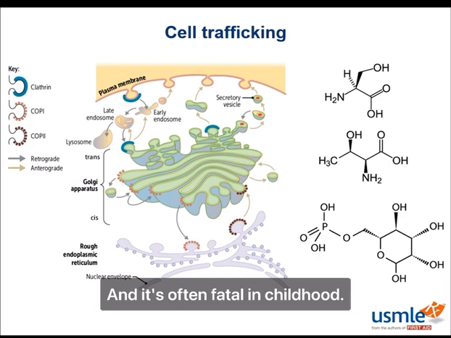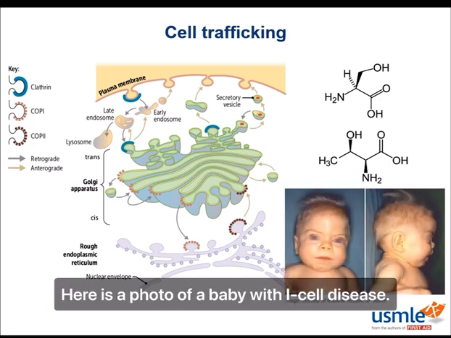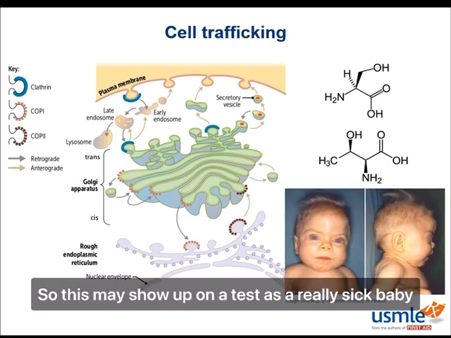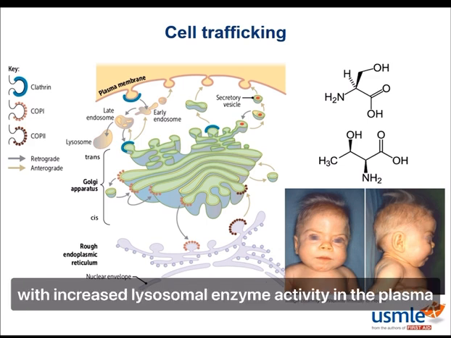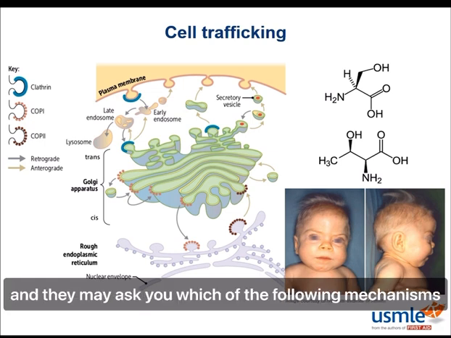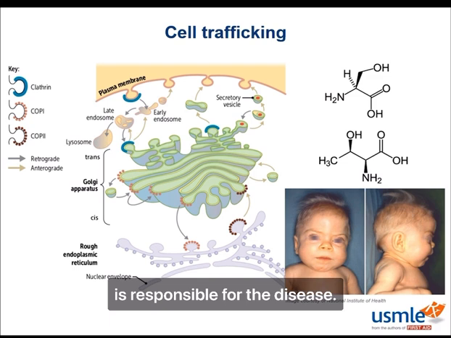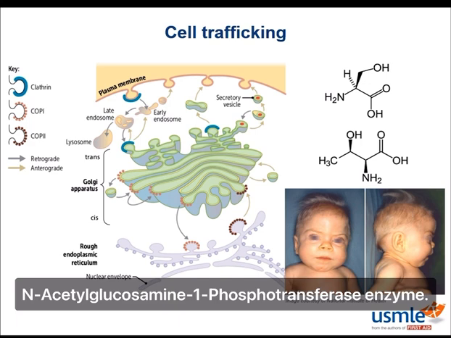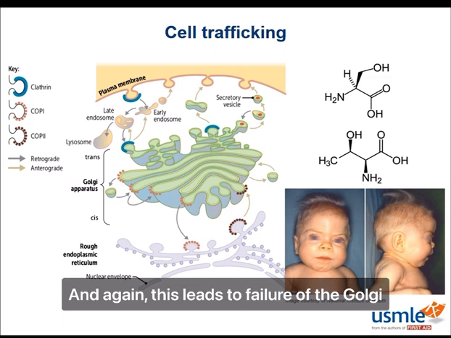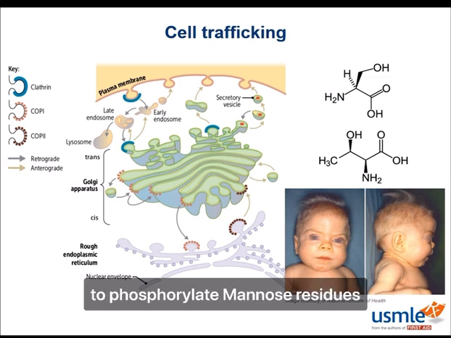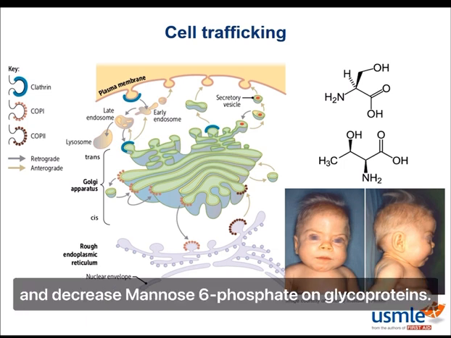So patients with I-cell disease will have coarse facial features, clouded corneas, and restricted joint movements, and it's often fatal in childhood. Here's a photo of a baby with I-cell disease. So this might show up on a test as a really sick baby with increased lysosomal enzyme activity in the plasma, and they may ask you which of the following mechanisms is responsible for the disease, and of course you'll pick defective N-acetylglucosamine-1-phosphotransferase enzyme.